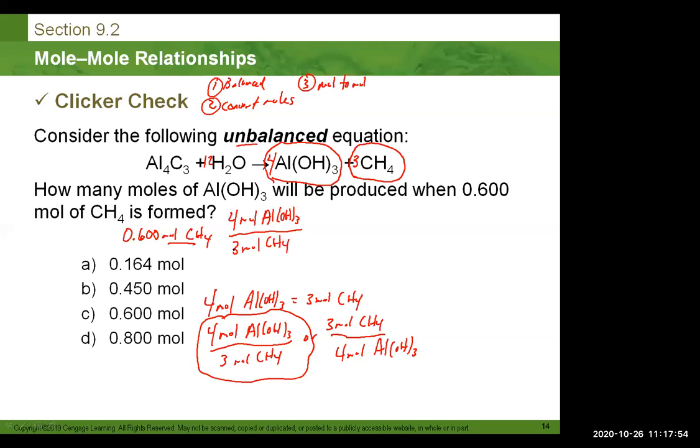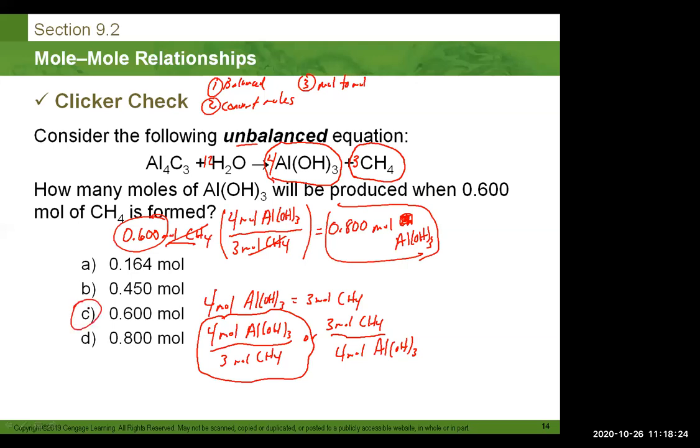Again, that's the stoichiometry part there. Moles of CH4 are going to cancel. So we're going to multiply the top, which is 0.6 times 4 divided by 3. Looks like 0.8 would be produced. Again, 3 sig figs on that based off of our original number of 0.6. So, oops, I circled the wrong one. I would go with D. It looks like a better circle there.